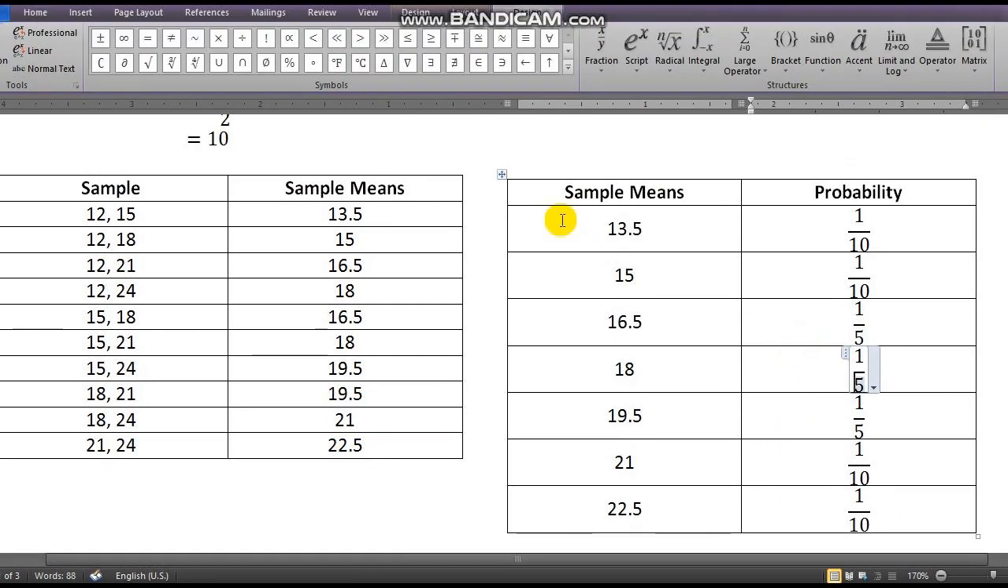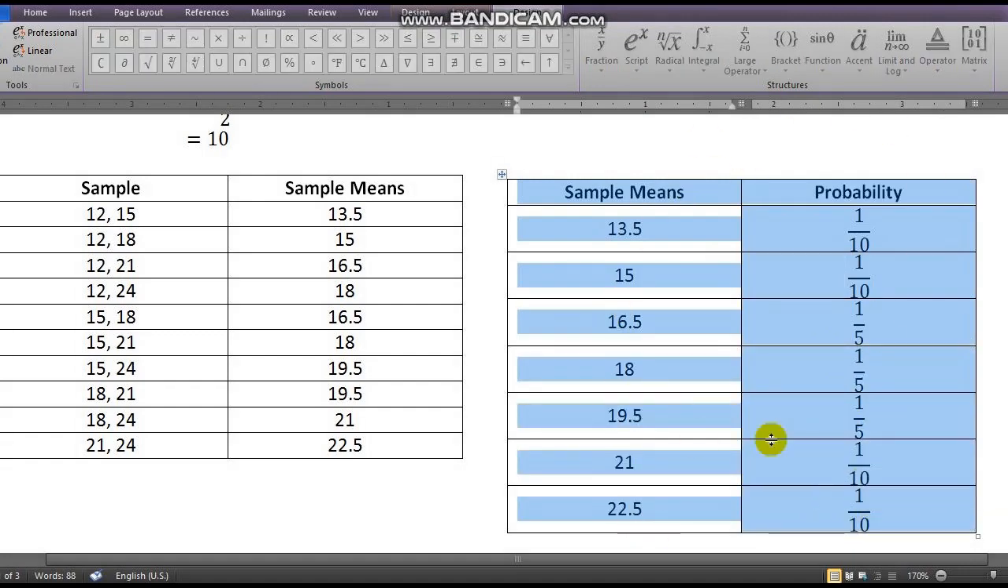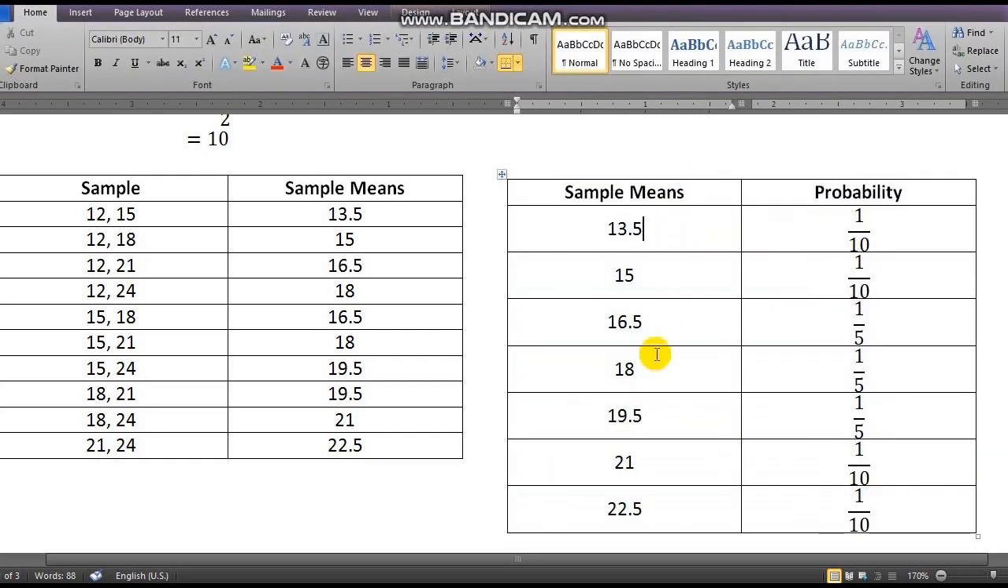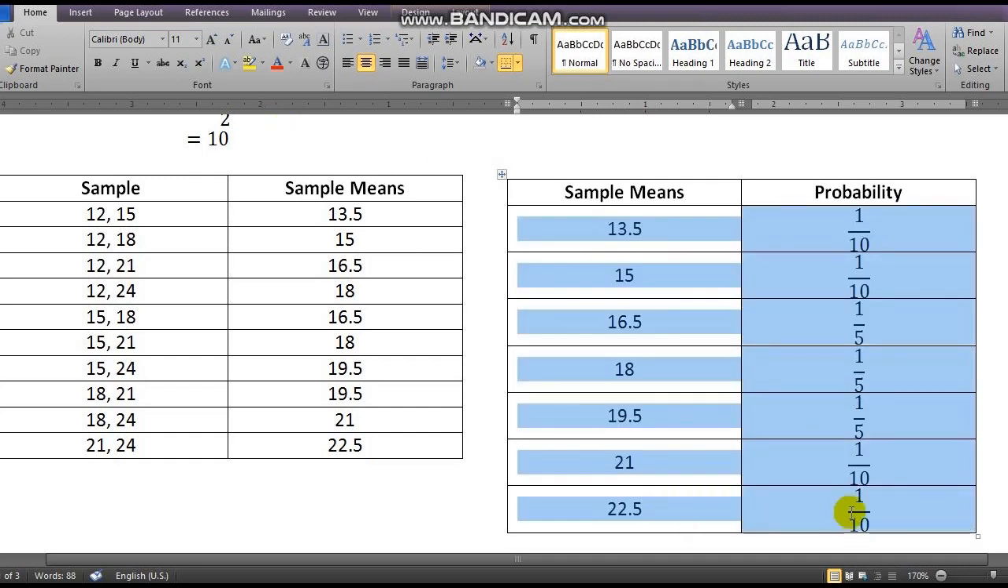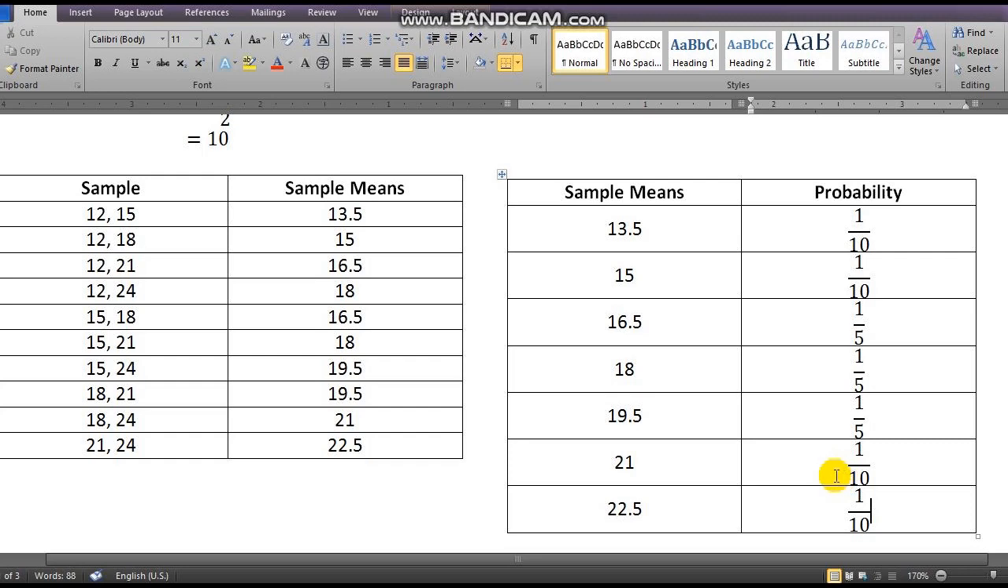So here's the sampling distribution of the sample means. This table right here is actually the sampling distribution of the sample means. Here's the sample means, and here's the probability of its occurrence. So basically, we are looking at the probability of the means of the samples. Take note that every time we draw samples, there is a different mean. And the probability of getting those means is listed on the sampling distribution of the sample means. This comes in handy later on when we take the mean, the standard deviation, and the variance of the sample means, which will be covered in our next video.